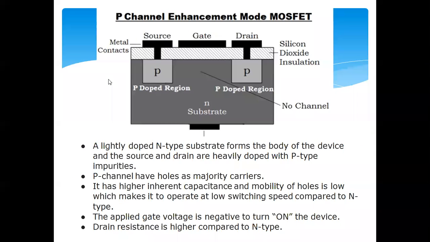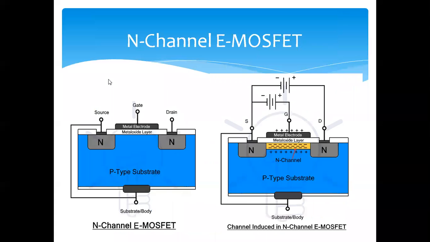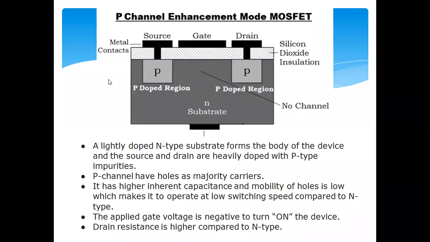This is about the P-channel enhancement mode MOSFET. So what are the characteristics of this P-channel enhancement mode MOSFET? Now as we say it's a P channel, that means doping agent will be P type. When you talk about N channel, doping agent will be N type and substrate will be opposite to that. So as here is a P channel MOSFET, substrate will be of N type and doping agent will be of P type.